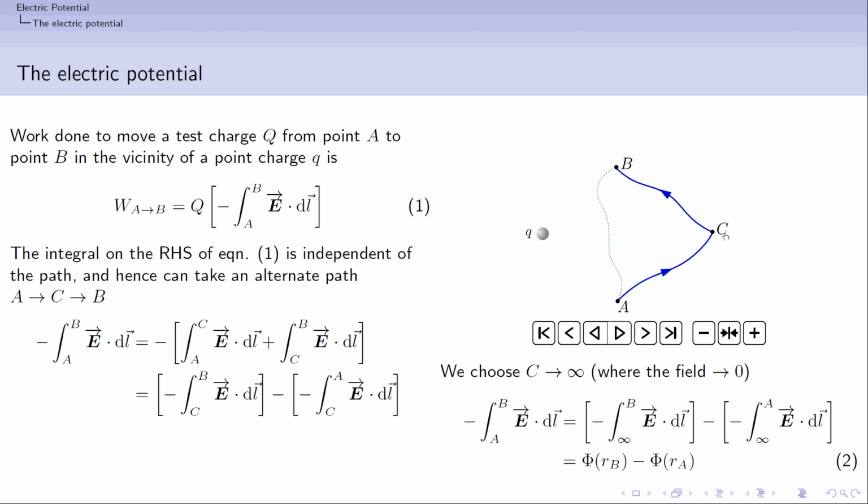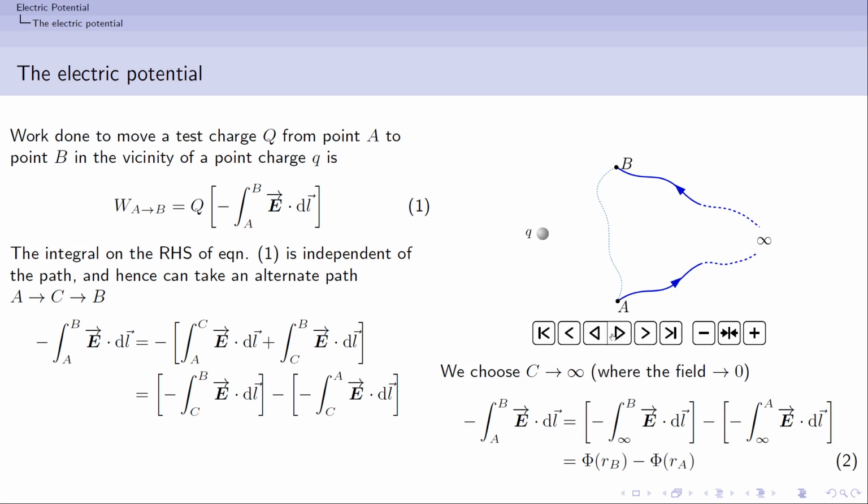Now because C is an arbitrary point, why not take C at infinity? We might as well take C at infinity. I'll come to that in a moment, why we are choosing point C to be at infinity. So if I take point C at infinity, then in this lower limit and this lower limit we'll have infinity.